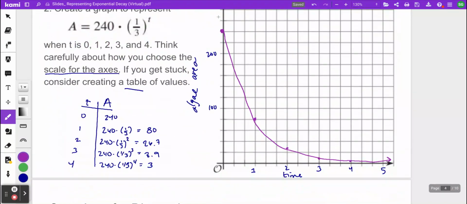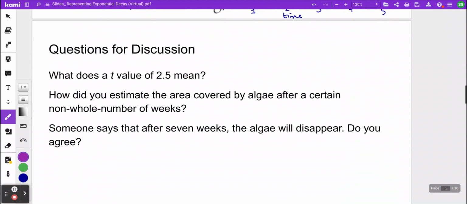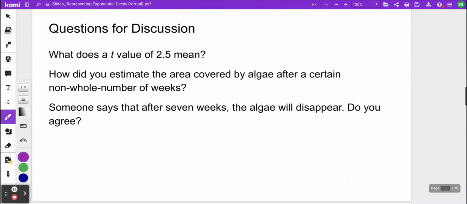We're seeing that first time when you take our algae and you remove 2/3 of it and leave only 1/3, that means that first week a lot of the algae is disappearing, and then it's still decreasing over time, but decreasing less and less. So this right here is a graph that goes with this equation. Some questions for us to think about using our graph. Got these 3 questions here. Again, I would encourage you to pause the video and see what answers you can come up with for these 3 questions.